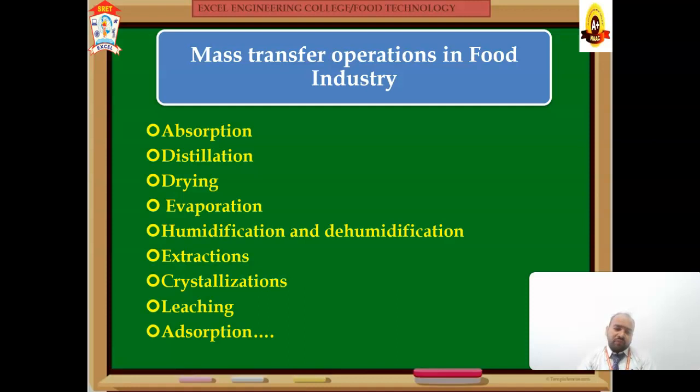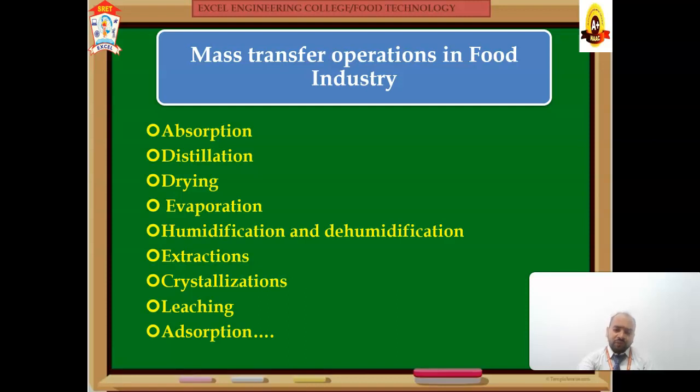Then adsorption. Adsorption is a major operation. We can recover the solute from gas, liquid or solid by utilizing an adsorbent. So these are all examples of our mass transfer operations. We can utilize them in our processing industries, meaning the processing field, the preservation field, processing operations as well as chemical engineering fields. Any such operations we need, we can follow only with mass transfer principles.